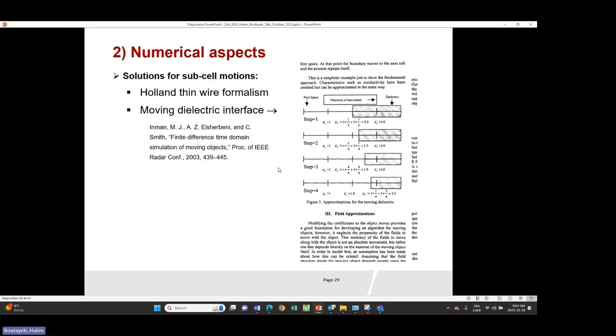If we want to simulate a lower speed, an idea will be to use some solution with subcell motion. For example, we could use the Holland thin wire formalism. We didn't develop this yet, moving that in the cells. This is something we want to do later. And some paper actually propose, with a moving dielectric interface, to use some kind of approximation in terms of the dielectric constant. So that's the idea, using some idea of interpolation.